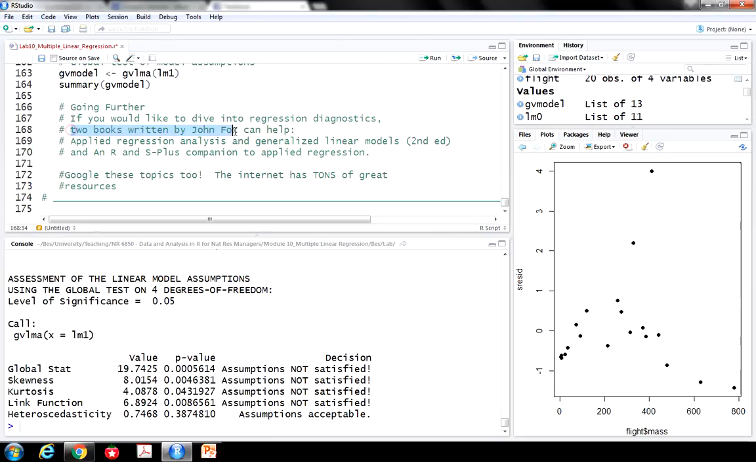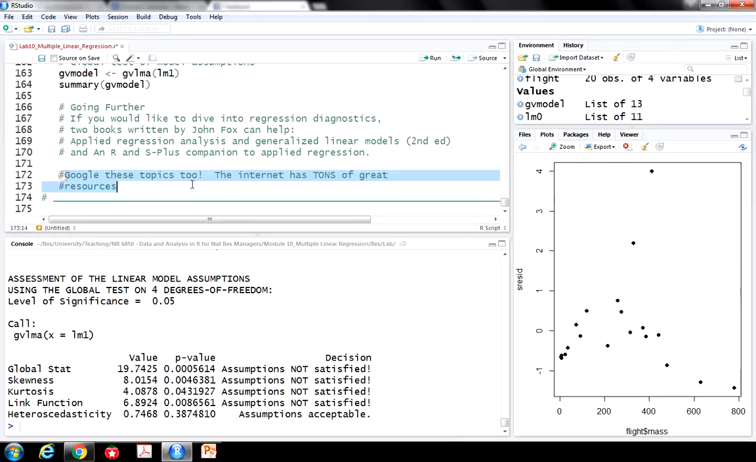So there are two books written by John Fox that you can check out. One is Applied Regression Analysis and Generalized Linear Models. Okay, a great resource on just how regression works and how these more complicated linear models can be fit. And there's also a companion book to linear regression that deals with some of these assumptions. But now we're in 2016.